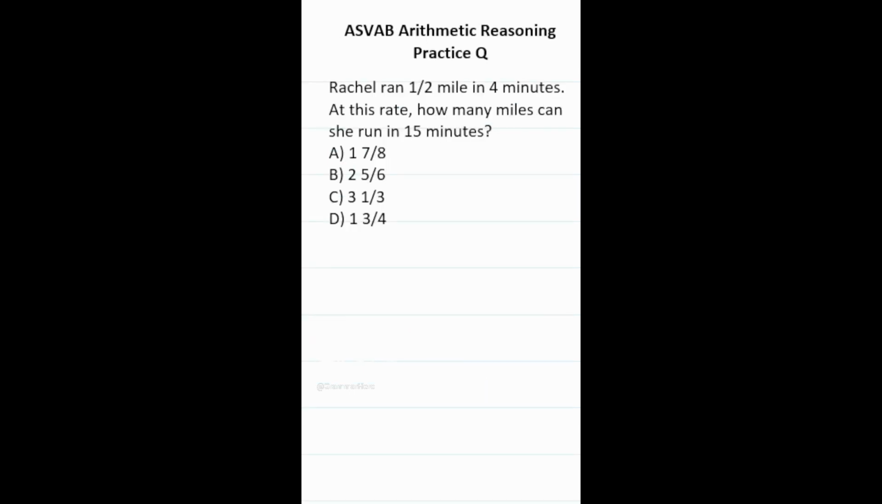This arithmetic reasoning practice test question for the ASVAB and PiCAT says this. Rachel ran a half a mile in 4 minutes. At this rate, how many miles can she run in 15 minutes? So we're going to use a proportion. We know she runs a half a mile in 4 minutes. We want to know how many miles she can run in 15 minutes. Let's solve this one via cross multiplication.